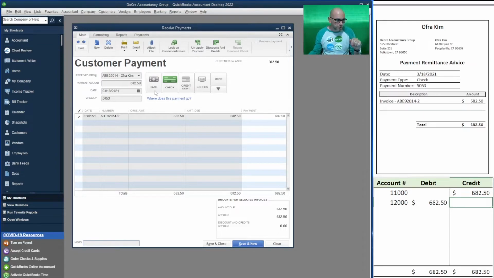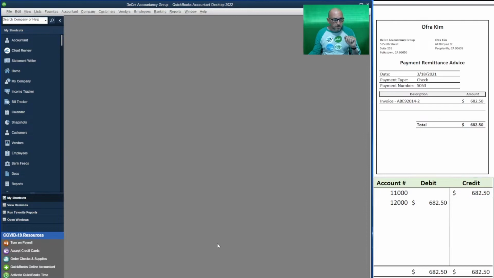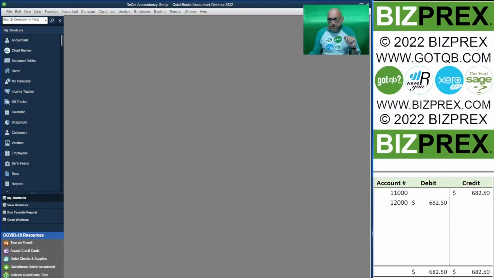So this is a debit right here to account 12,000. That's it. Save and close, right? We're done collecting money from our client, right? And now we're going to take all that money and deposit it to the bank. So now we're going to convert from undeposited funds, asset, to our bank.